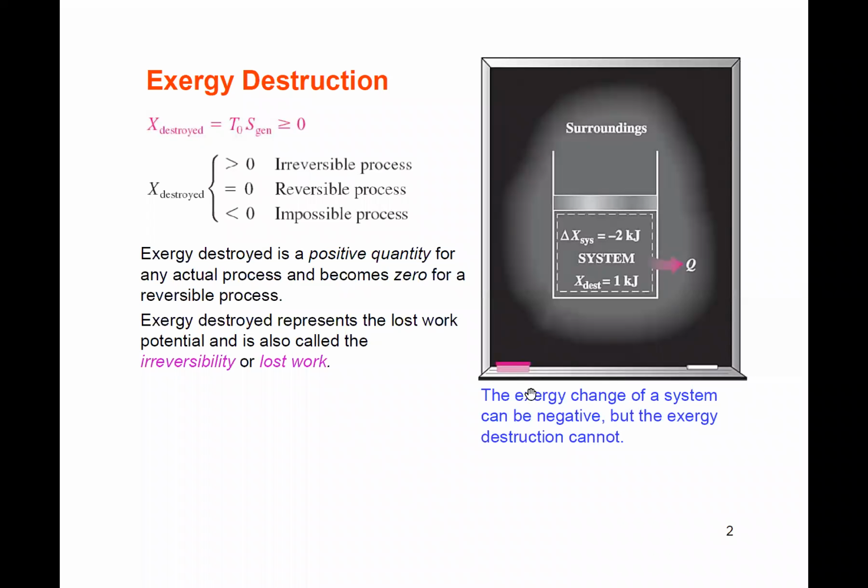But exergy destroyed, we had T naught S gen, and that has to be greater than or equal to 0. So for an irreversible process it's greater than 0, and for a reversible process it's 0. At least S gen is 0 when it's reversible, and it's impossible for it to be negative.